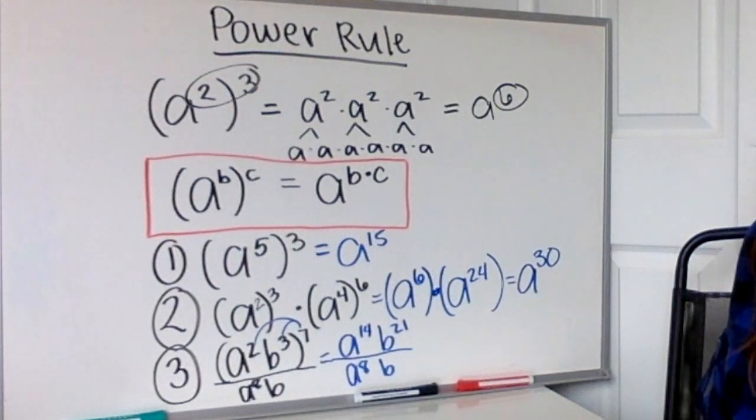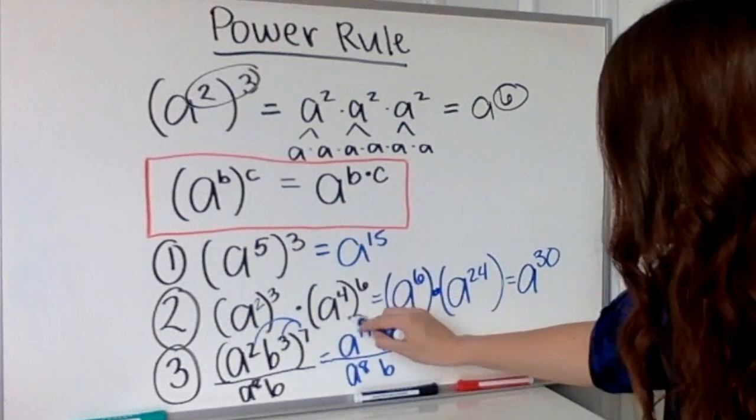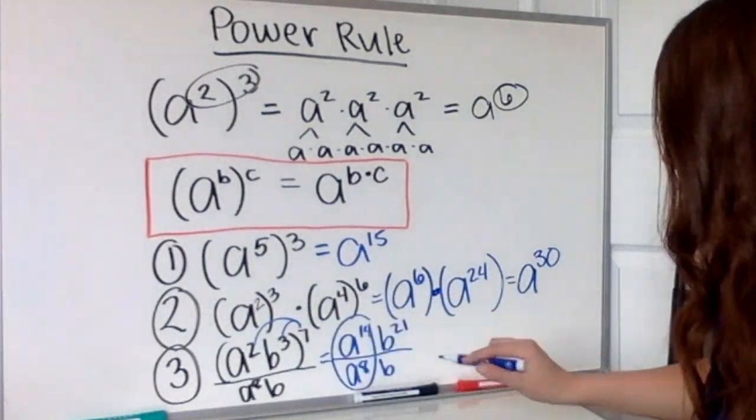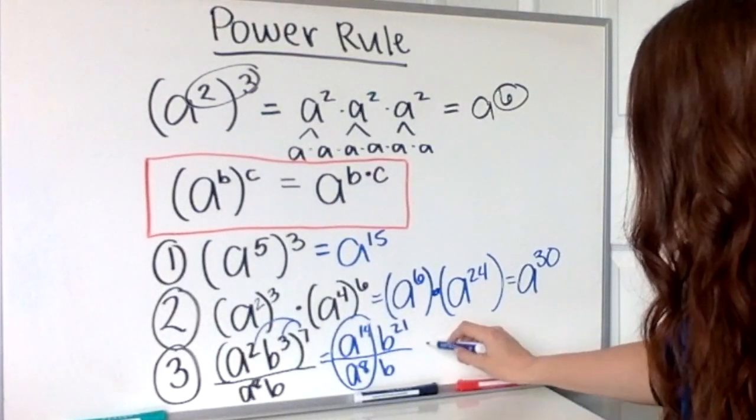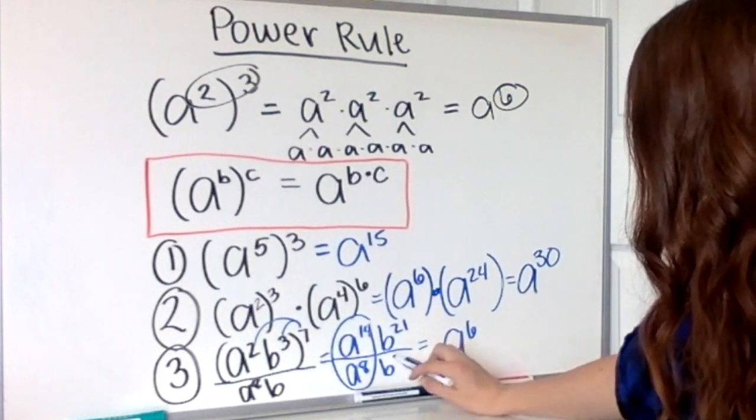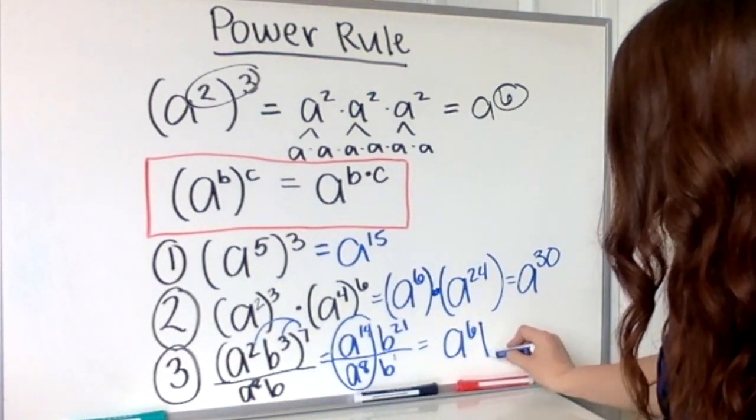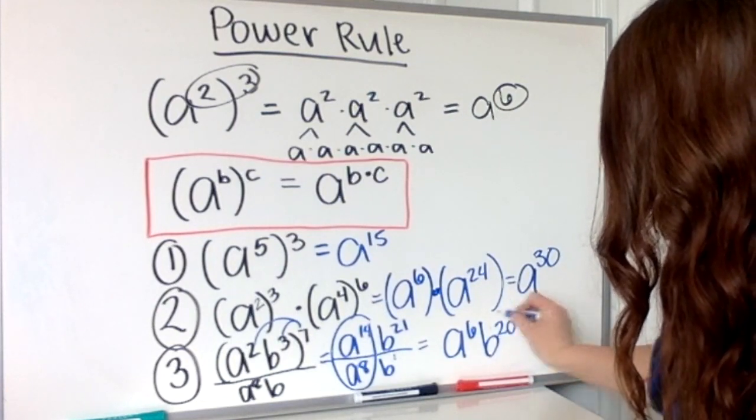And now we can use quotient rule to simplify, right? Up here we use product rule to simplify. Now we can use quotient rule, which tells us to subtract. So 14 minus 8, we get a to the 6th. 21 minus, if there's not anything there, it's 1. So 21 minus 1, we have b to the 20th.